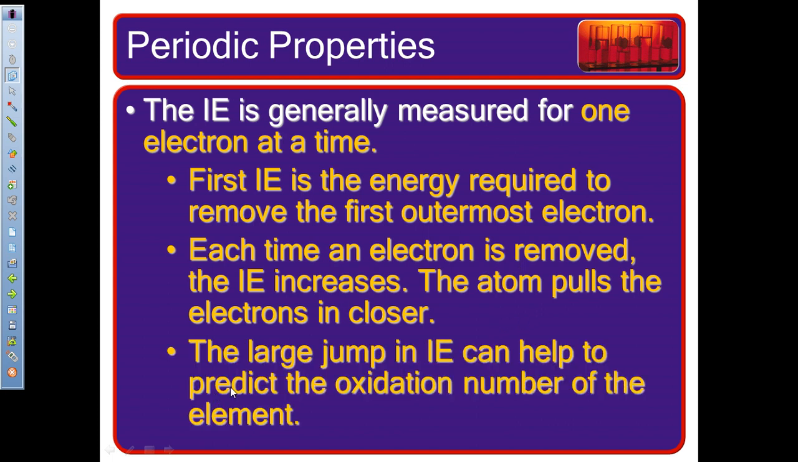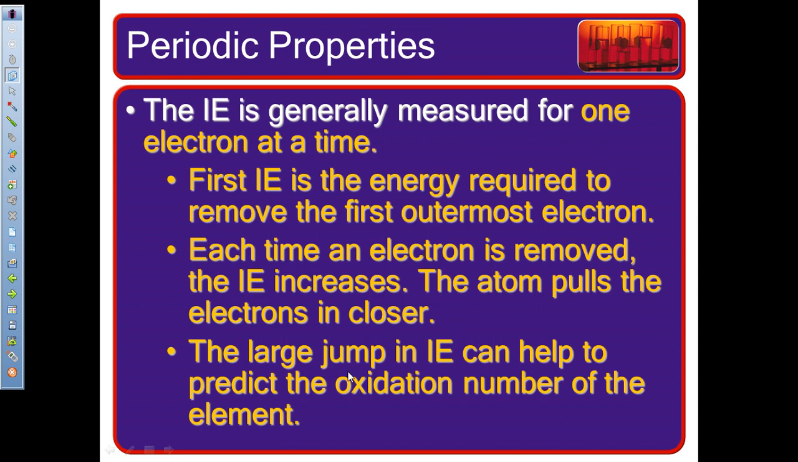And so this is the way we're going to use it. This is how they know oxidation number. If you ever wonder how in the world they know oxidation, this is how we determine the oxidation number for cations. We actually use something called electron affinity for anions. We're not going to do the anions, we're just going to do the cations. But they look for large jumps in the ionization energy to help us predict the oxidation number.